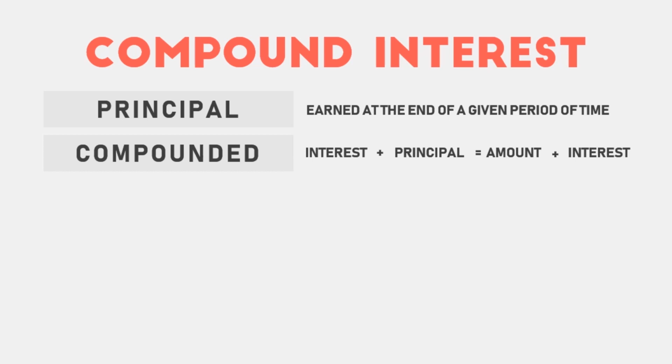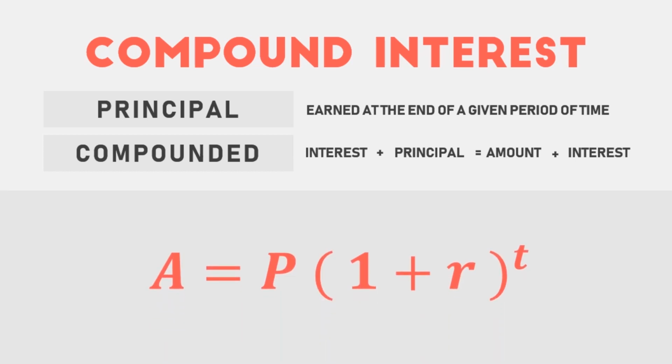A compound interest may be represented through the function below. If our principal P is invested at an annual rate of R, compounded annually, then the amount after T years is given by A = P times the quantity 1 plus R, raised to T.